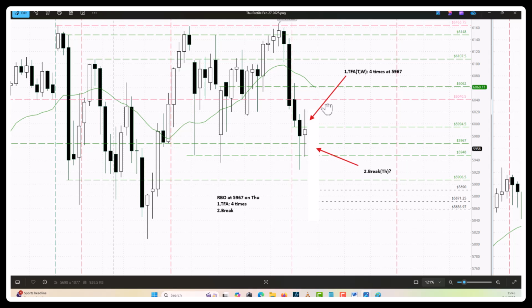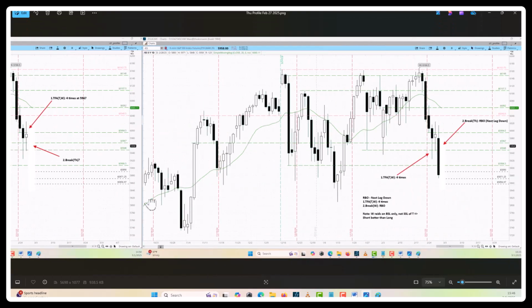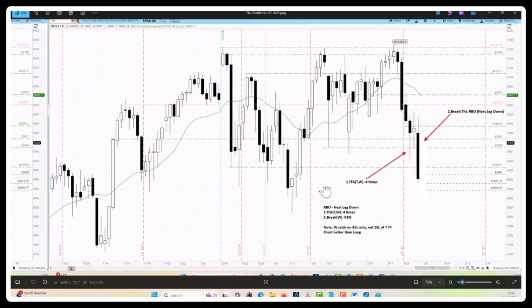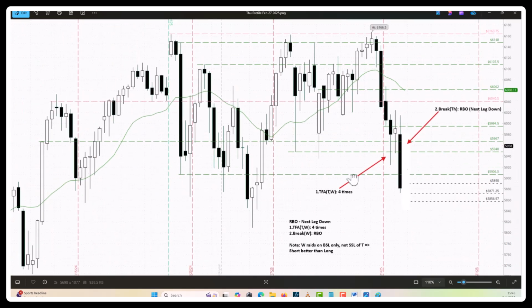Then on Thursday, there's no reason for it to come back to that level. So on Thursday, if it comes back to 59.67, then it will break the level. That's right there, and it did right there. You see that? It did come back to the level 59.67, and it broke it. That's it, the real breakout, the next leg down. Basically, first leg down, retracement, boom.